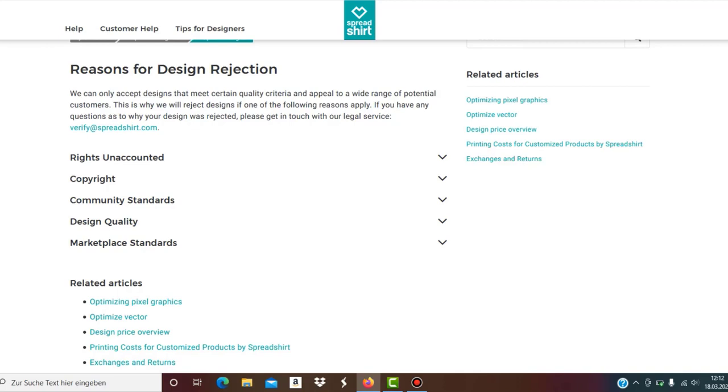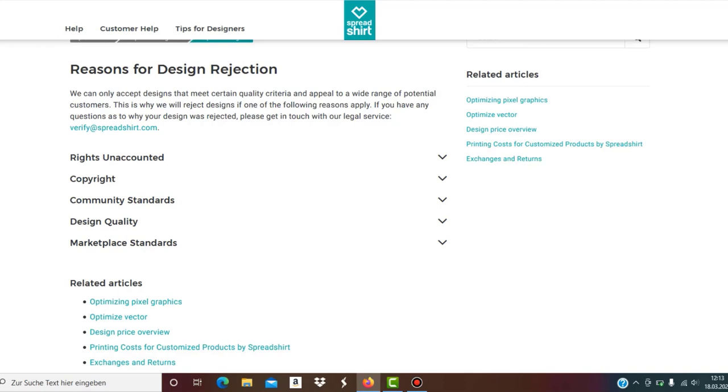And they actually have published something in their help section about why designs get rejected. So the first one, I had this myself. When I uploaded designs, I had some rejections, and I didn't understand why, because these designs belonged to me.